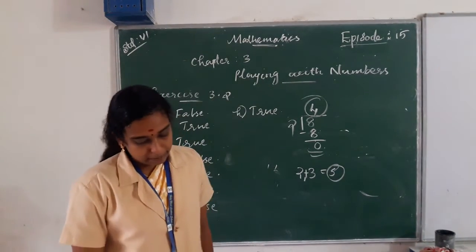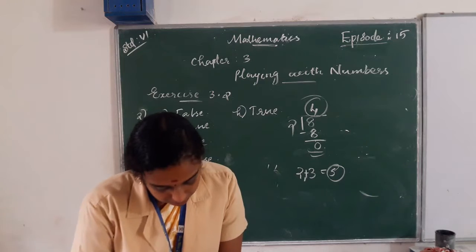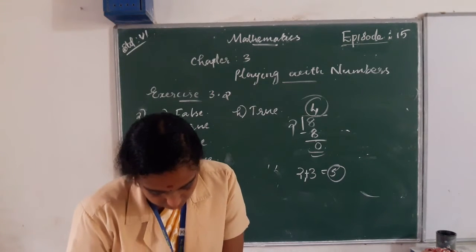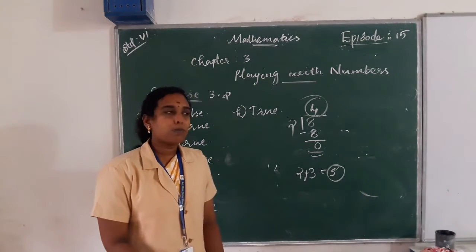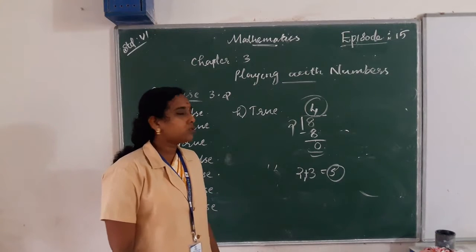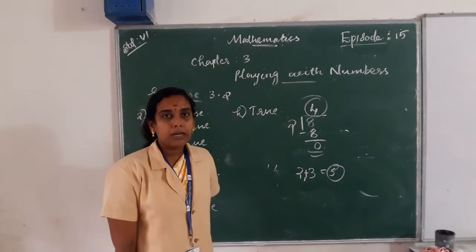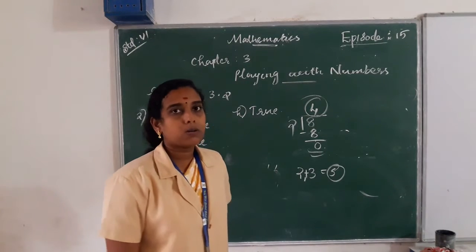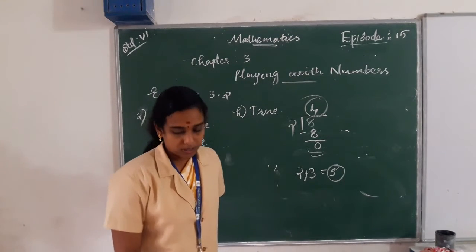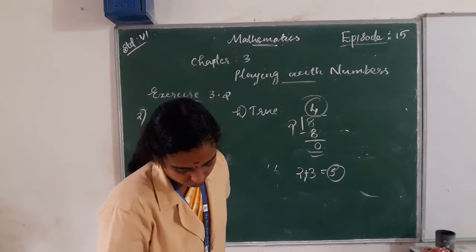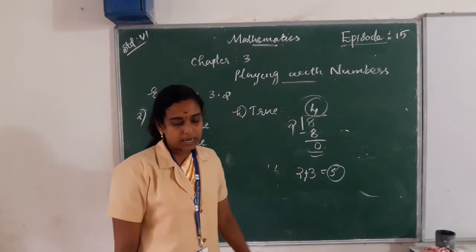Then statement I: all even numbers are composite numbers. Is it true or false? It's false, because 2 is a prime number, but 2 is not a composite number. Composite numbers start from 4. So the statement is false. All even numbers are composite numbers is a false statement.